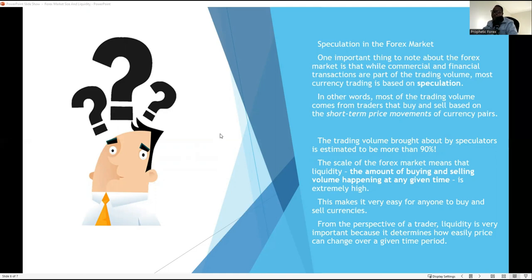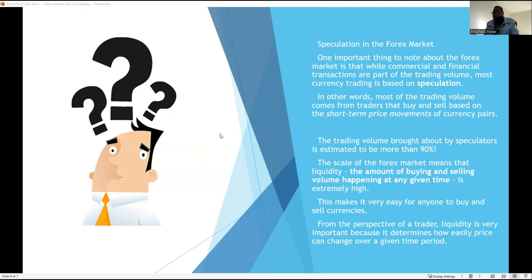The scale of the forex market means liquidity, the amount of buying and selling volume happening at any given time, is extremely high. So that's what we refer to as liquidity. And this means that it is very easy for anyone to buy and sell currencies. From the perspective of a trader, liquidity is the most important because it determines how easily the price can change over a given time.